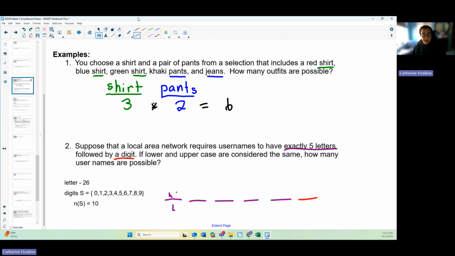Oh my goodness, my pen. Let's see if I can type the number 26 and just copy it a few times.